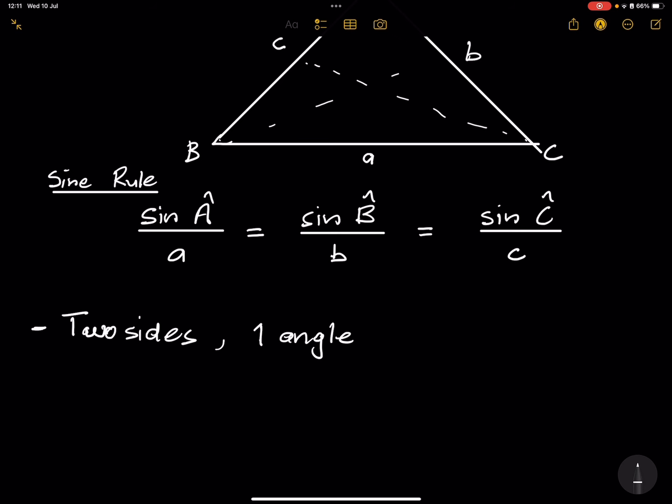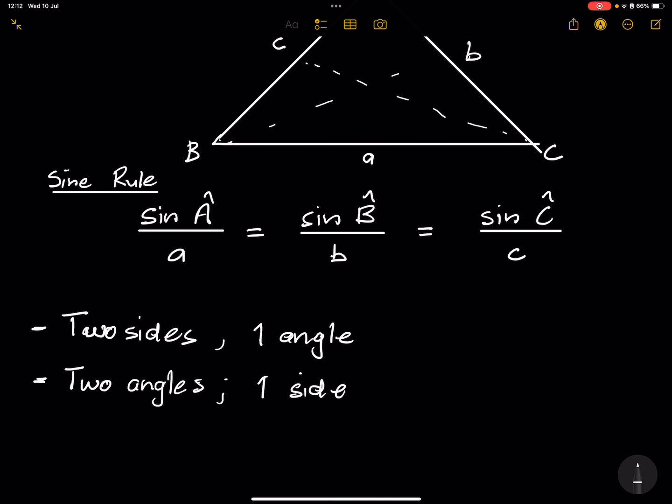Now, two sides and one angle, but it should be any angle other than the angle that is between those two sides. I'm going to tell you about that later. So any two sides and any other angle, we should use the sine rule. And if we've got two angles and one side, we also use our sine rule in that case.